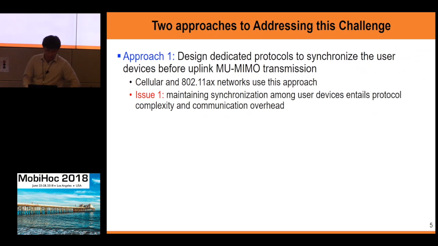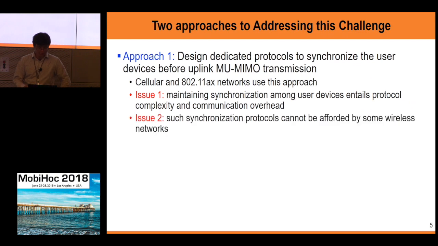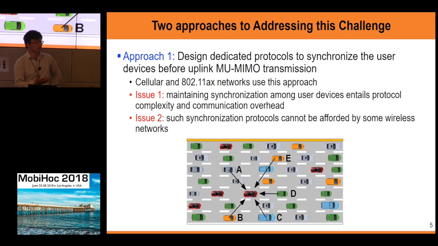This poses two issues. First, maintaining synchronization among the user devices is expensive. It causes protocol complexity and communication overhead. The second issue is that such a synchronization protocol may not be affordable in some wireless networks, like vehicle-to-vehicle communication. The network topology is so dynamic that it is very expensive, or even impossible, to maintain synchronization.